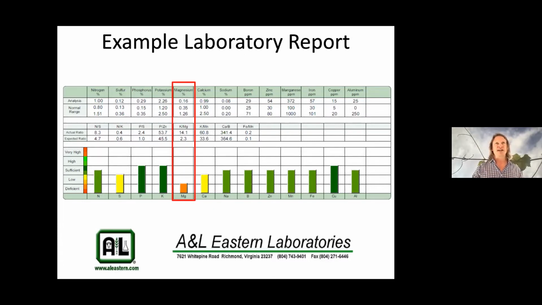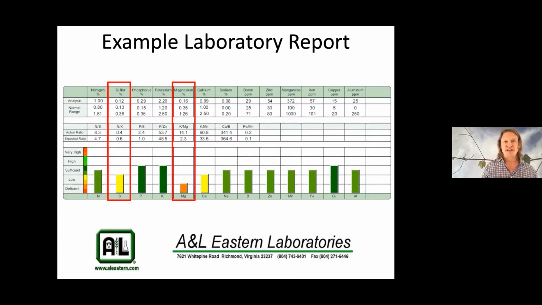We want 0.35, we have 0.16%. It says we're also low in sulfur. So what kind of fertilizer could we use to meet the demands of the vine for both sulfur and magnesium? In this case, I would choose magnesium sulfate because it's got both of those in it.